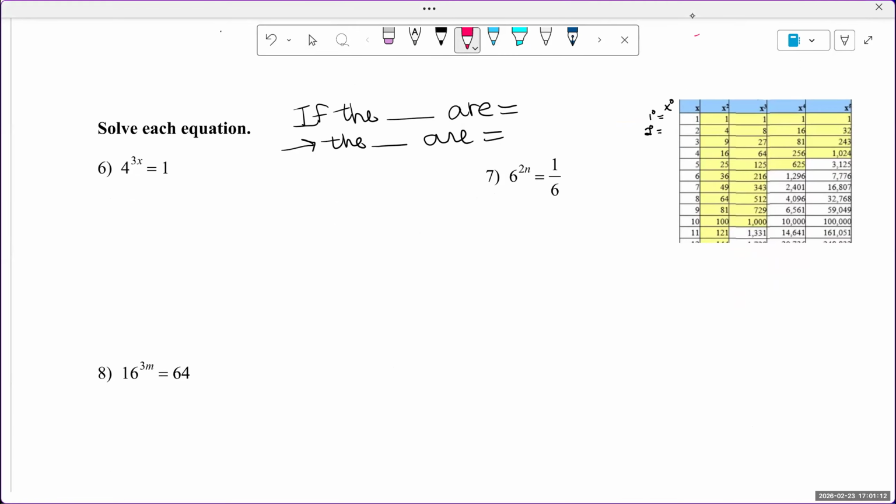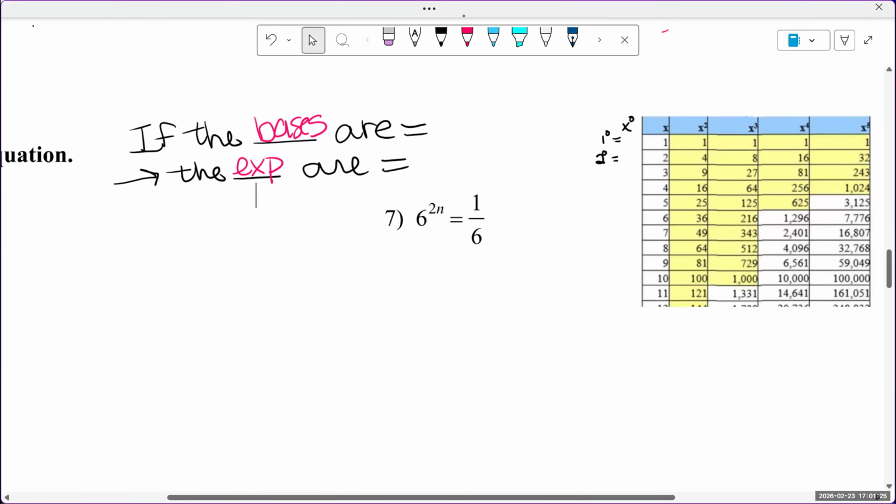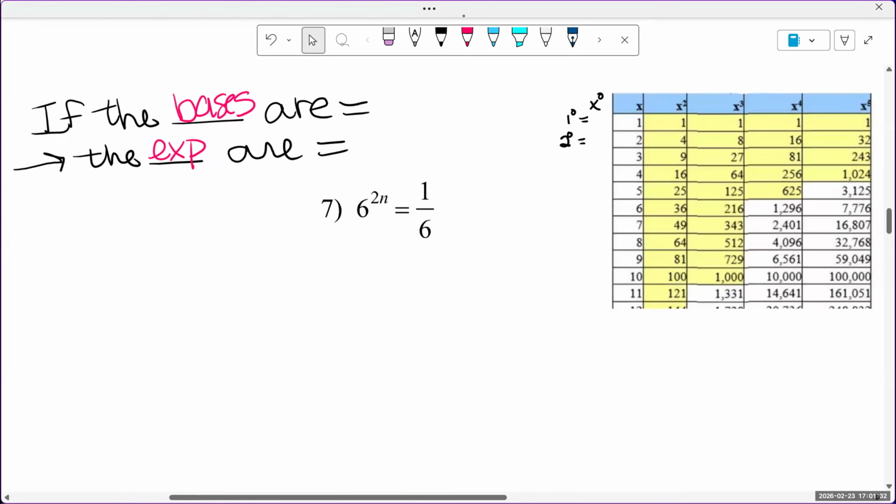Number 6, we know that if the bases are the same, then the exponents are the same. So let's look at our table of powers. Okay, so we're going to add one more column. How about anything to the 0th power? 1 to the 0th power is 1. 2 to the 0th power is 1. 3 to the 0th power is 1. 4 to the 0th power is 1. Anything to the 0th power is 1.